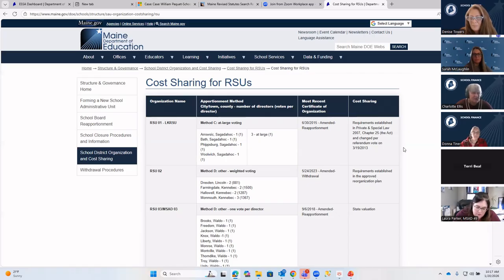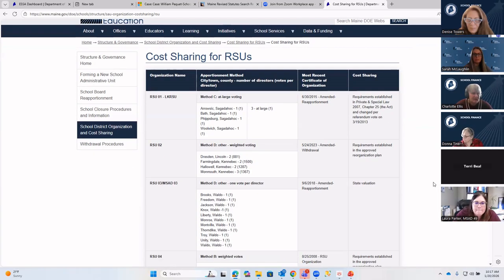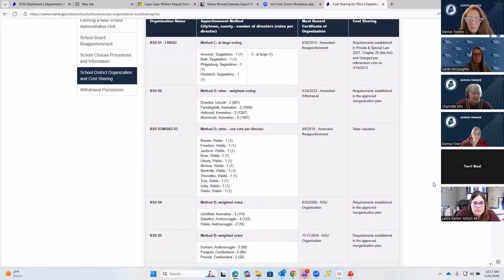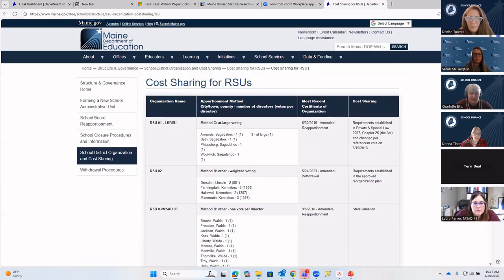We've gotten some questions recently from people that have been doing some research and also from some school districts themselves about what cost sharing methods there are across the state. So we wanted to make sure that that information was out here and was more up to date than it had been. The one that was out there hadn't been updated in over a decade, so it was important that we get that updated. We have all of the towns within the RSUs, and what their apportionment method is.